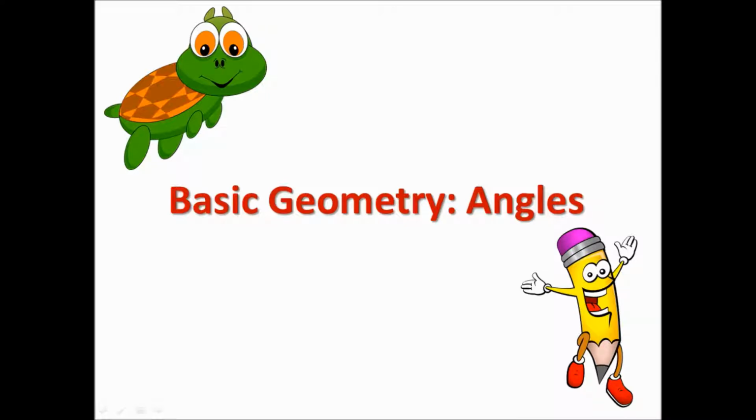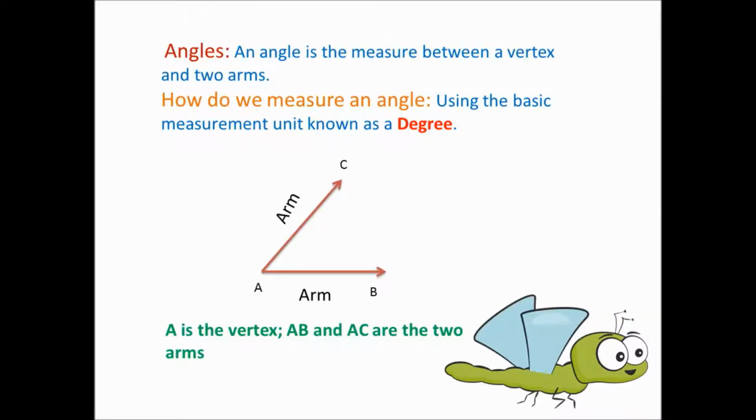So today we are going to learn some basic geometry. So let's start with angles. Now what are angles? An angle is the measure between a vertex and two arms. So if A is the vertex here, AC and AB are the two arms, and this portion is the angle. So it is the measure between a vertex and the two arms. So this is known as our angle, right?